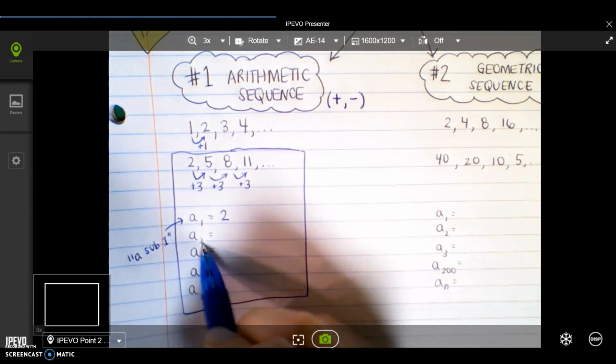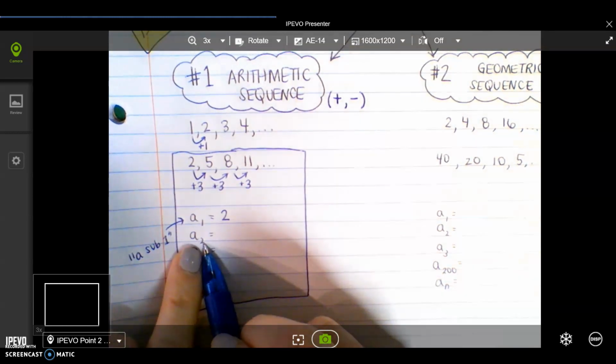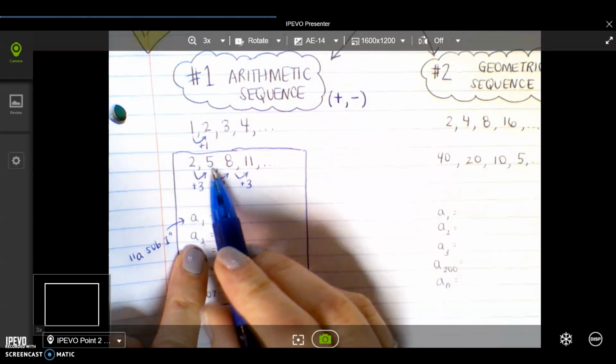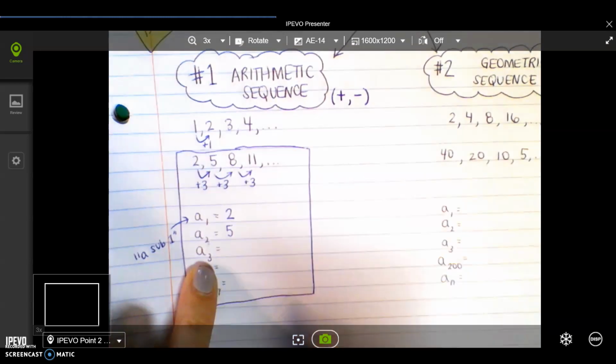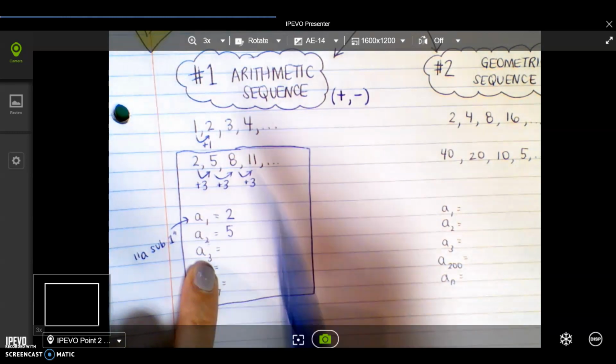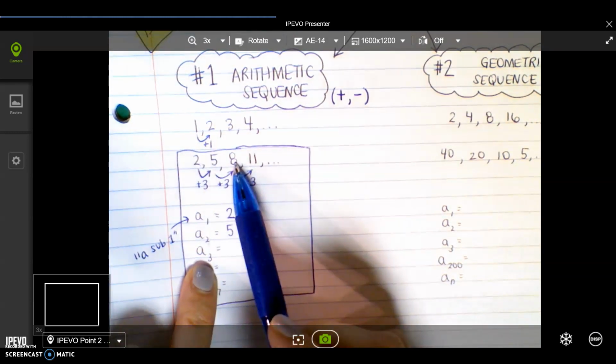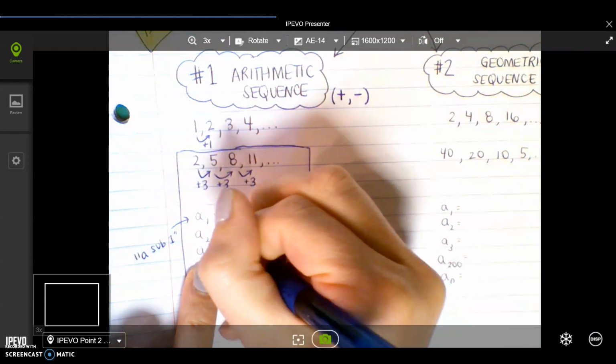A sub 2 is asking what is the second term of the sequence? 1, 2. The second term is 5. A sub 3, what's the third term of the sequence? 1, 2, 3. 8 is the third term of the sequence.